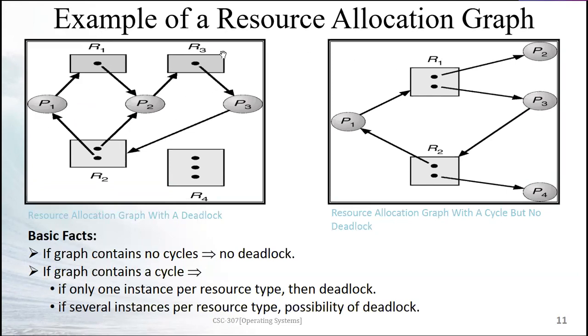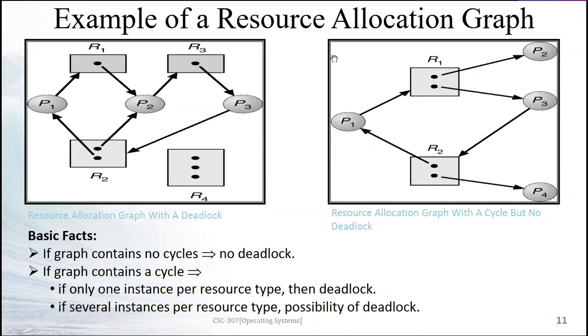Now in this one, let's start with P1. P1 is requesting R1 and P1 is already allocated R2, so P1 is a dependent process. In this one, P2 has been allocated R1, so P2 is not a dependent process. P2 is not waiting for any other resources. Then we have P3. P3 is waiting for R2 and P3 has been assigned R1, so this is a dependent process. And then we have P4. P4 is not waiting for anyone.